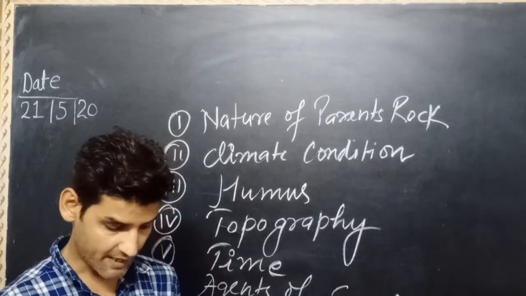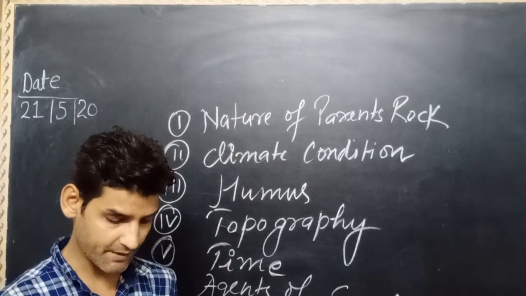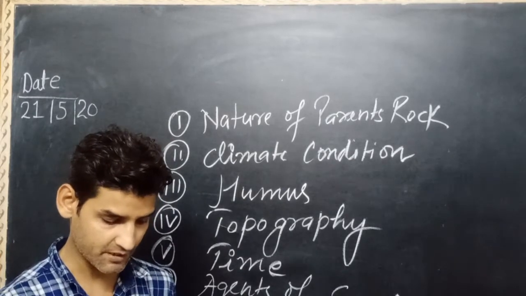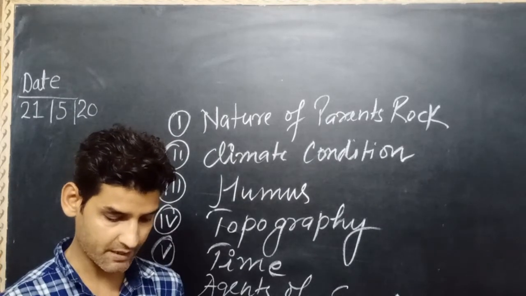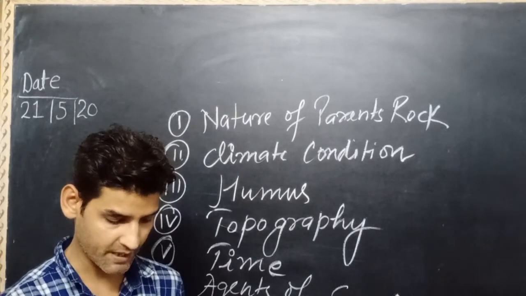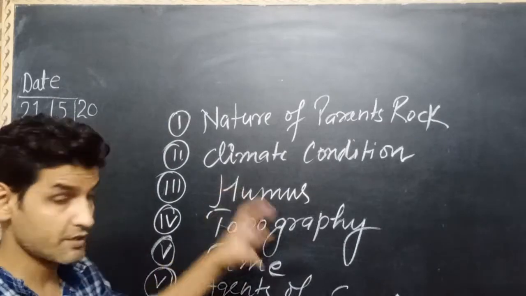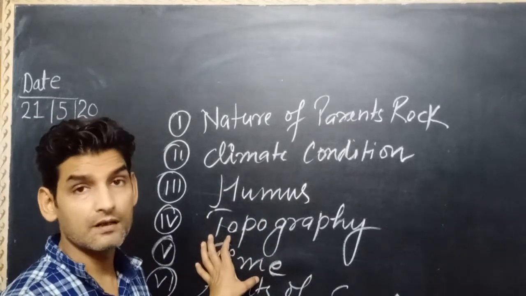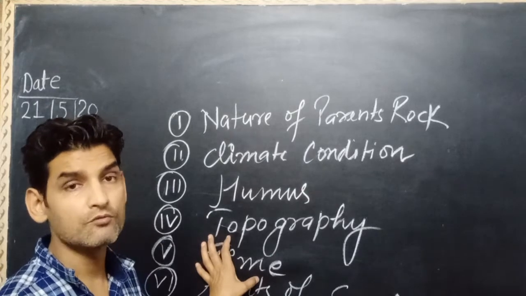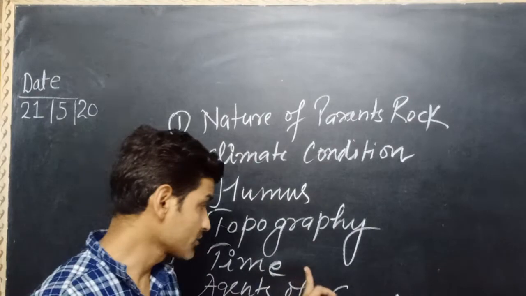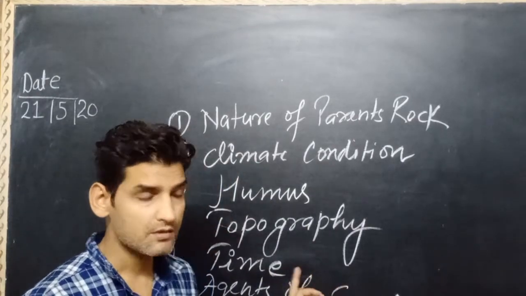Okay. Agent of time. Time plays a very big role in the formation of soil. The layer of older soil will be deeper than the newly formed ones because they have taken a long time in their formation and hence are more fertile in nature. More time, more fertility. Means time is also an important factor in the formation of soil. So this also increases the fertility of the soil.